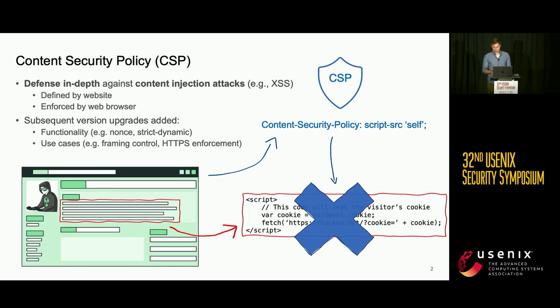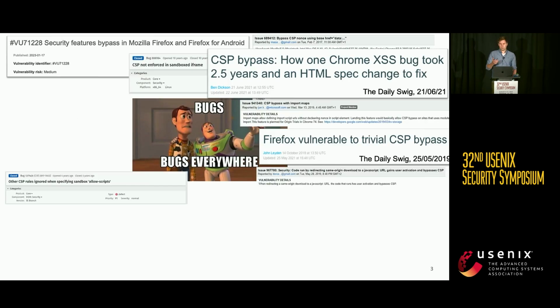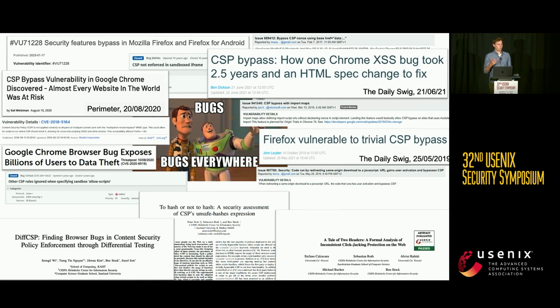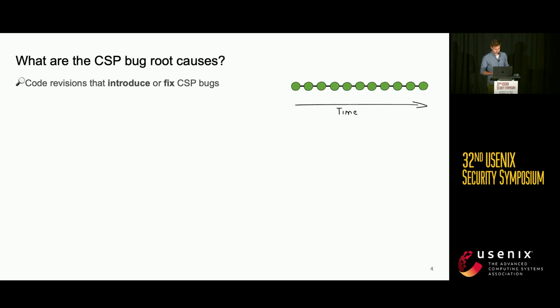So this is a very neat feature of CSP. So what is the problem then? Well, like any huge software project, there's going to be bugs. And because CSP is a security policy, these can lead to bypasses and vulnerabilities. Also, there have been some very nice research papers uncovering various issues and inconsistencies with the implementation. So in this project, we wanted to look at the root causes of these CSP bugs. And for this, we looked at code revisions that introduced or fixed CSP bugs.